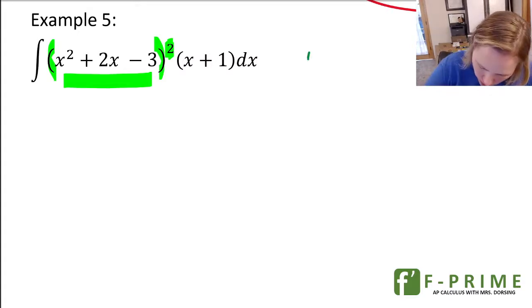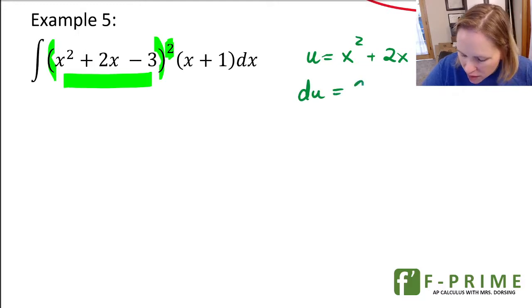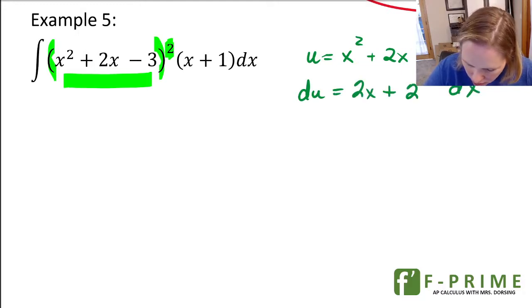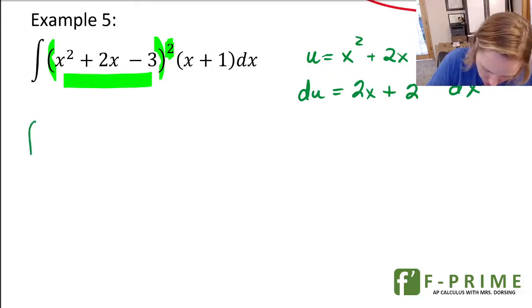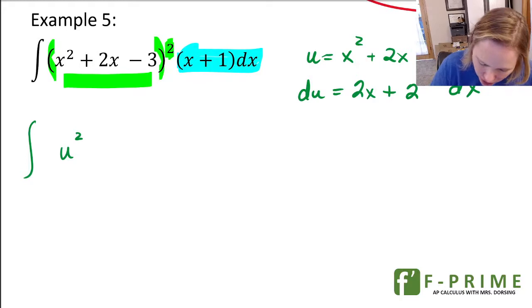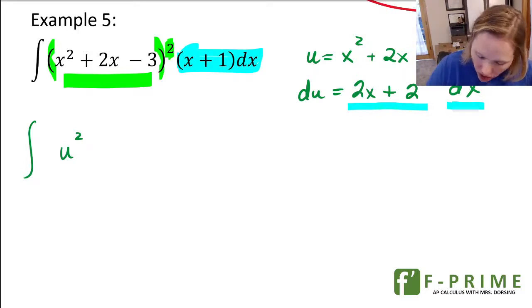So I'm going to start out, I'm going to let u be the x squared plus 2x minus 3, which means du is going to be 2x plus 2 dx. Okay, I'm getting there. So now when I rewrite this, it's going to be u squared, but my trouble is I have this x plus 1 dx to get rid of. So what's left? Well, when I found du, I have 2x plus 2, and I have a dx. Now these look similar, but they're not exactly the same. So I've got to do one little thing.